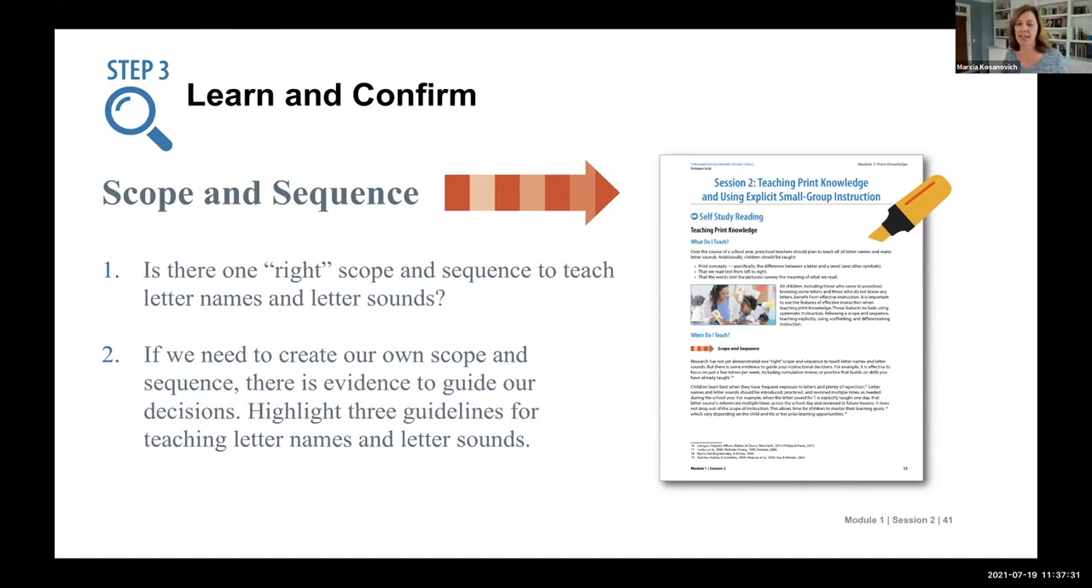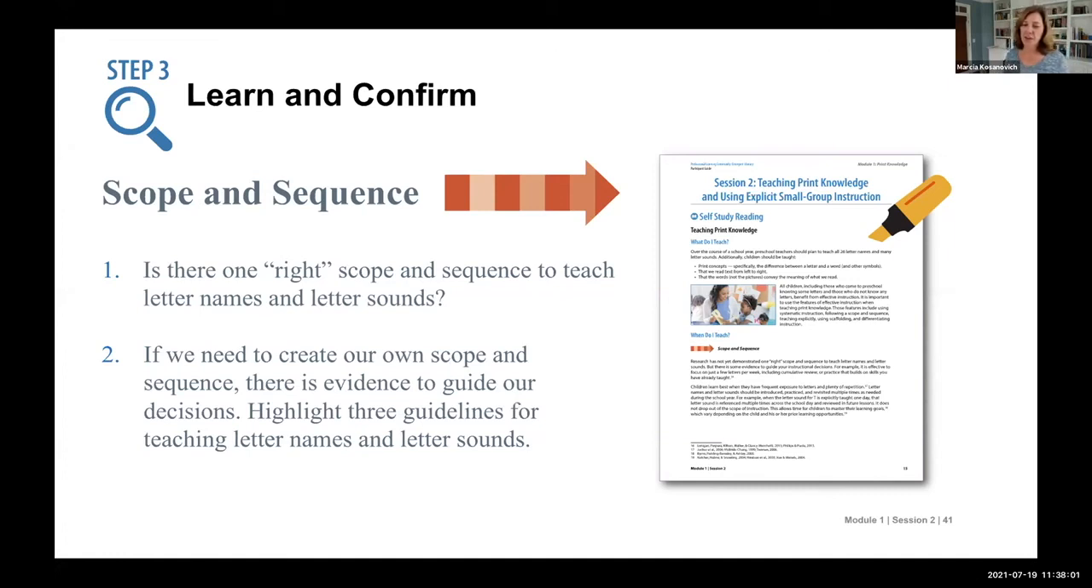The scope and sequence for print knowledge includes the letter names and letter sounds to be taught and the order in which they are taught. Some teachers have access to a curriculum that includes a scope and sequence for print knowledge. Many teachers do not have access to this, and so will need to develop their own scope and sequence. This means that you may need to make decisions about the order in which you'll explicitly teach all 26 letter names and many letter sounds. So let's look at item 1 on the slide.